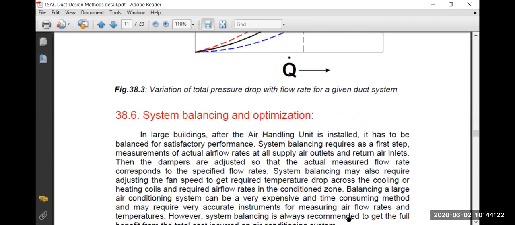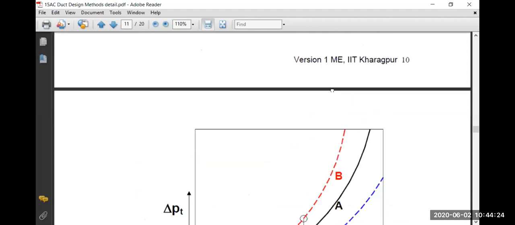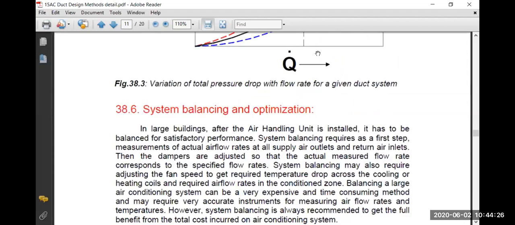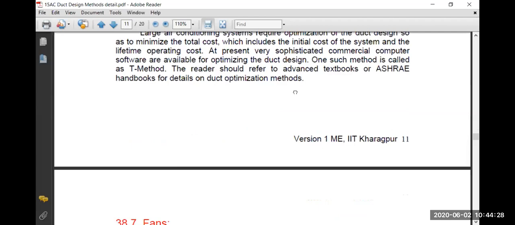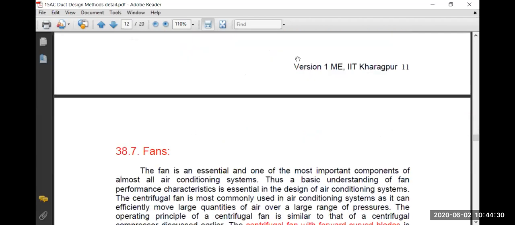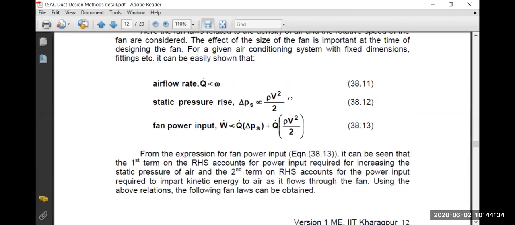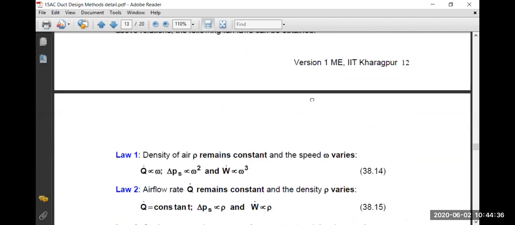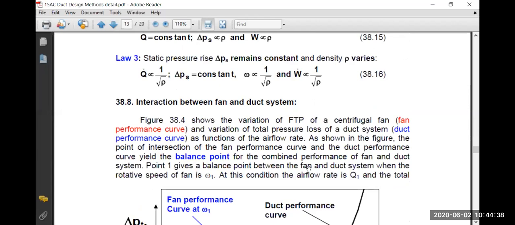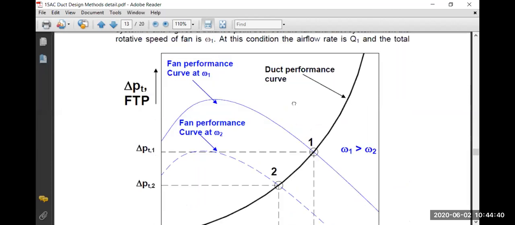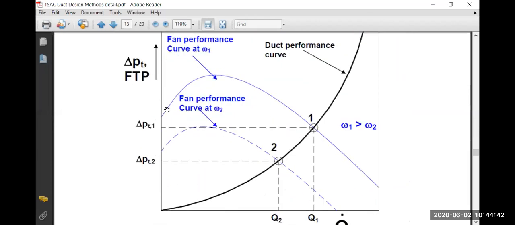So after the duct performance, we must put on this fan performance curve. The fan performance curve is done by the manufacturer. And in the manufacturer's catalog, you can find curves like this. This blue curve, this is from the manufacturer's catalog. This is called the fan performance curve.